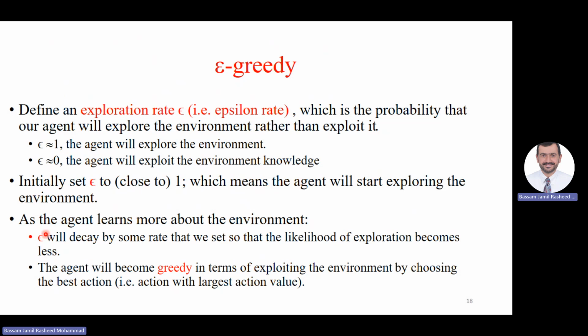Makes sense. As the agent learns more about the environment, epsilon will decay by some rate, and that's why we decay it, so that the likelihood of exploration becomes less, and the agent will become greedy in terms of exploiting the environment by choosing the best action, meaning the action with the highest value, and we do this gradually. Okay, so it is as if we move the needle from maximum randomization to greedy, exploration to exploitation. High value of epsilon to small value of epsilon. All that means the same thing, right?